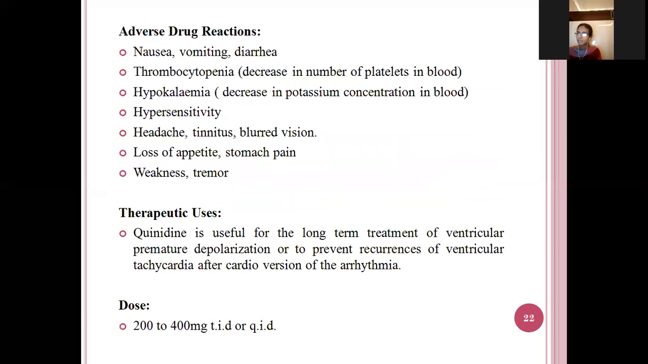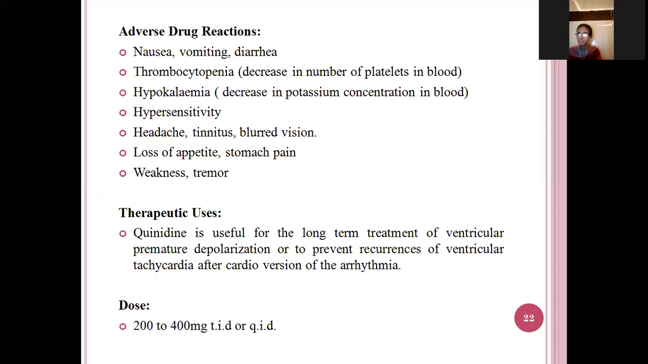Next, adverse drug reactions are nausea, vomiting, diarrhea, thrombocytopenia, which means a decrease in the platelet count in the blood. Next, hypersensitivity, headache, tinnitus, which means ringing of the ears, and blurred vision, which means not being able to see properly, and loss of appetite, stomach pain, tremors and weakness.